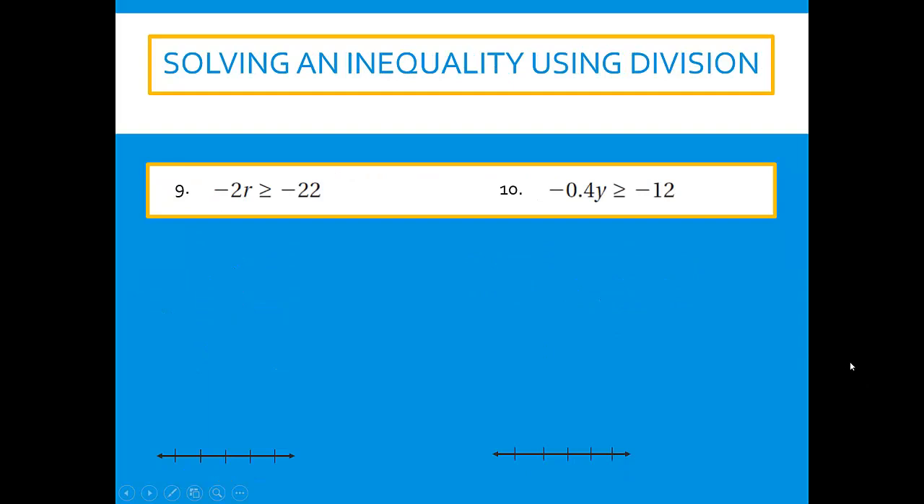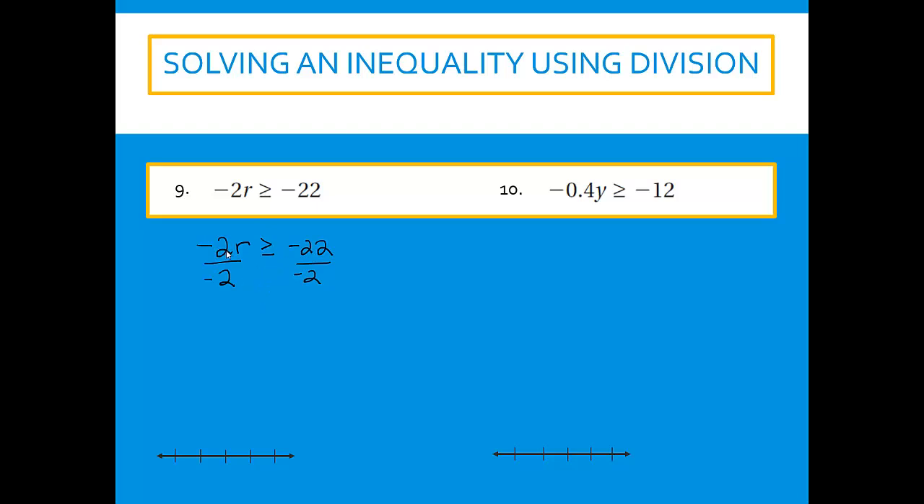Now we're going to look at solving inequality using division again. So we'll go ahead and solve our inequality and then graph the solution. So for number 9, we have negative 2r is greater than or equal to negative 22. We are multiplying negative 2 times r, so we need to divide to solve. So we'll divide both sides by negative 2. When you multiply or divide by a negative number, our inequality symbol is reversed.